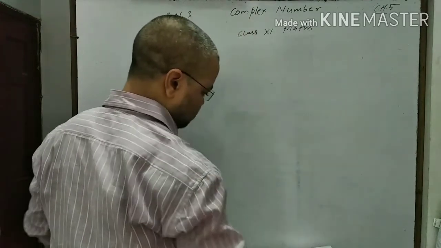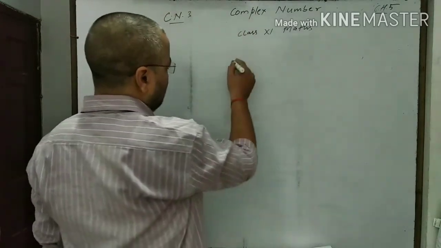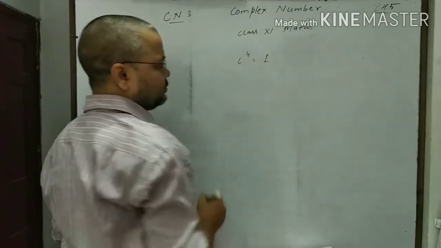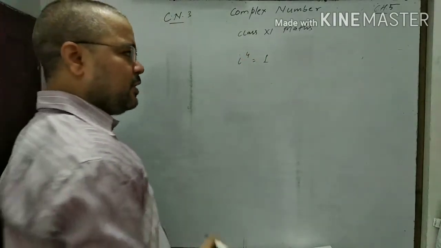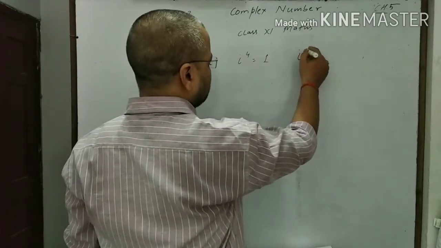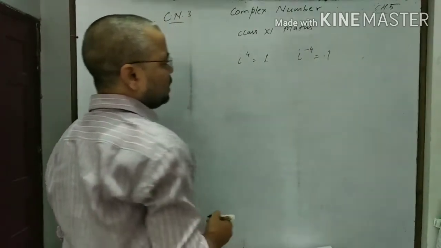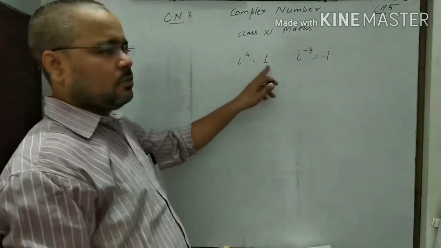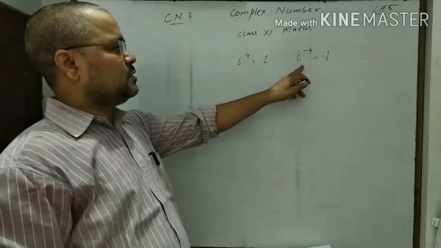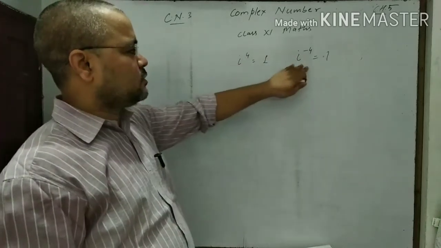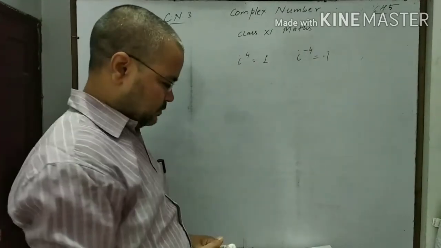The first one is what? I raised to the power 4 is 1. Similarly, if we calculate it, then I raised to the power minus 4 is also equal to 1. Here, no problem. Similarly, here there should be no problem. I raised to the power 4 is equal to 1. I raised to the power minus 4 is equal to 1.